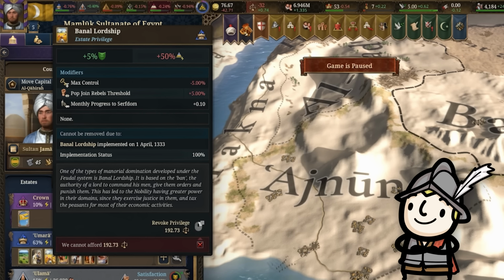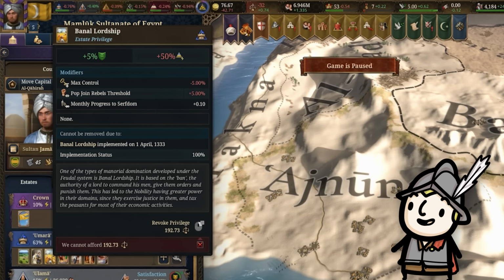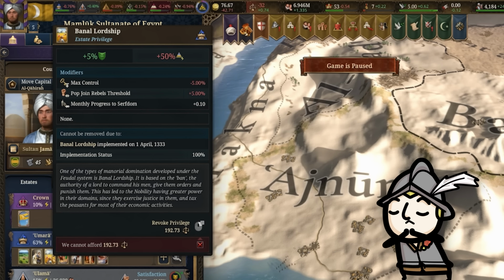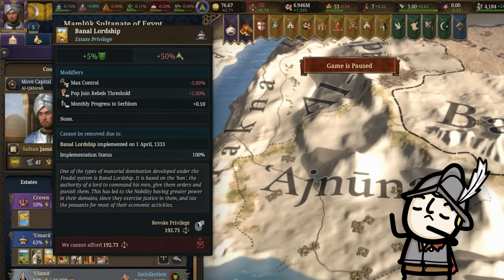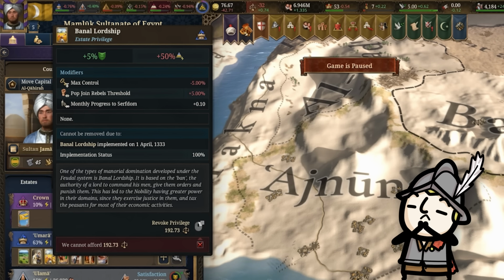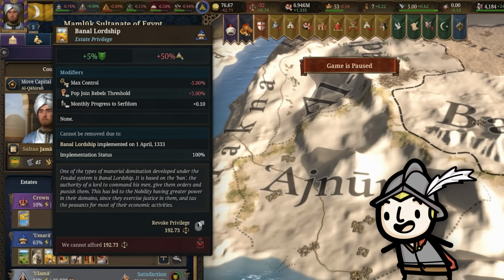And you've already seen negative stability means less estate satisfaction. So dropping it down even lower than it is right now would have a negative feedback loop. So this would be a very long-term goal, attempting to curtail the power of our very powerful nobility estate. This is not necessarily a viable option for us right now.